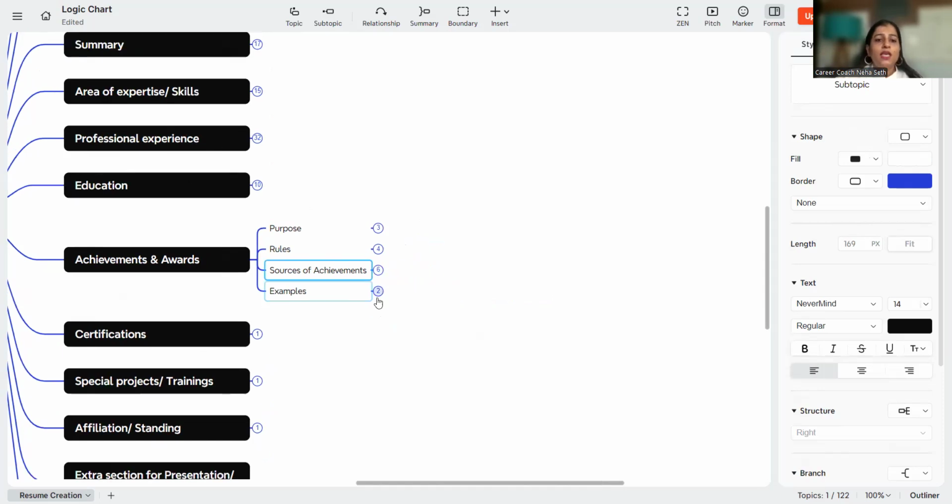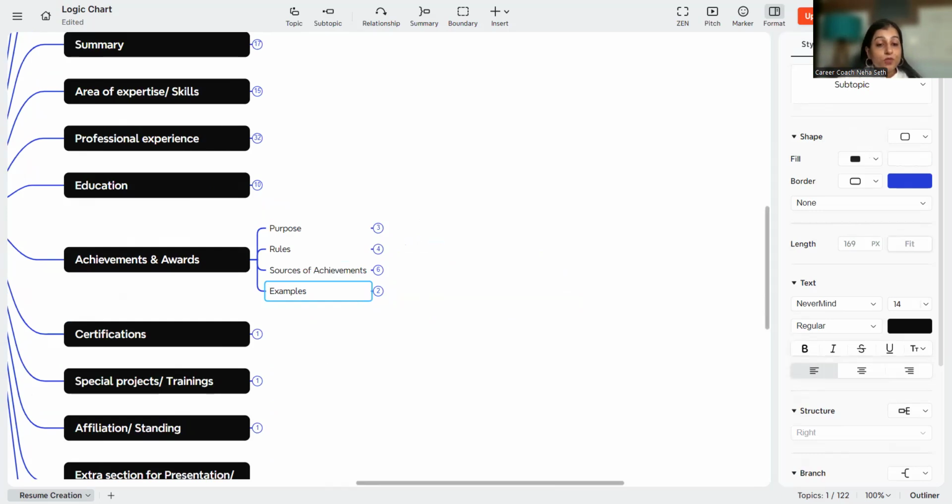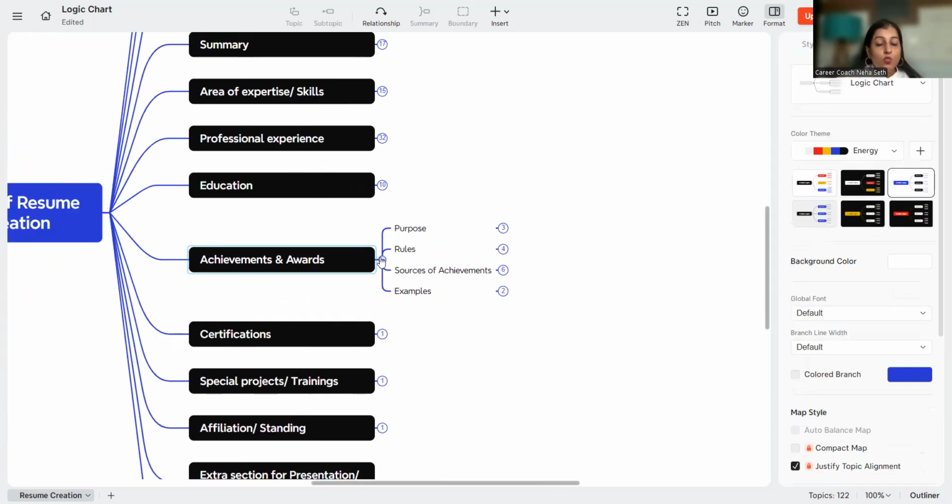Now coming to the examples, I want to show you certain examples. If you want to write certain achievements and awards, you can write that recognized as star performer of the year at this company for driving engagement programs that improve retention by 15%. And for education, you might write that I did MBA, Bangalore University, and I was a gold medalist there or a top performer there. Okay. So, which gives the credibility to the people who are reading that this person has a great IQ.